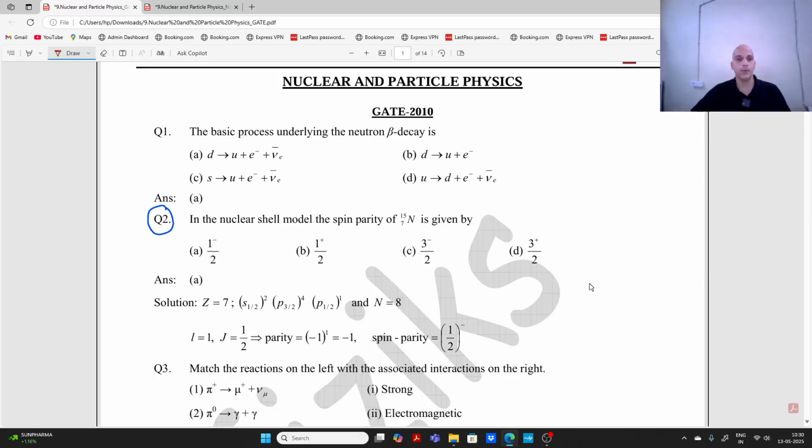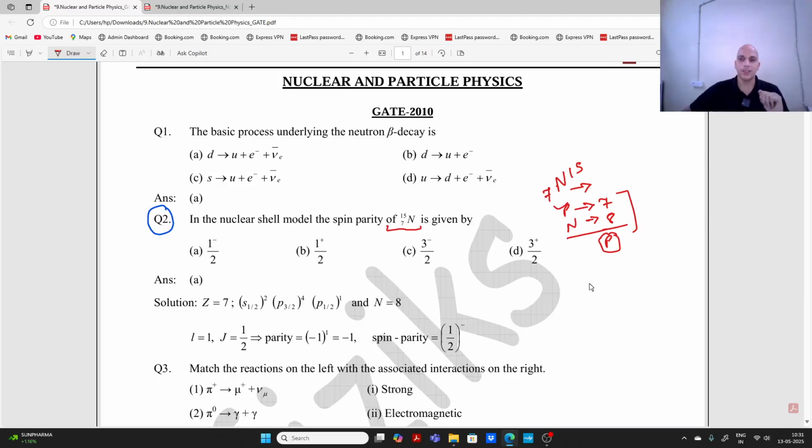You can see here, I have opened the questions of the GATE exam. The question is, in the nuclear shell model, the spin parity of 7 nitrogen 15 is given by. The nucleus given is 7 nitrogen 15. So first of all, we know very well that we have to write the number of protons and number of neutrons. So protons is equal to 7 and neutrons is equal to 8. So it means this nucleus has an unpaired proton, right? So we have to write the configuration for the protons, the number of protons 7, right?